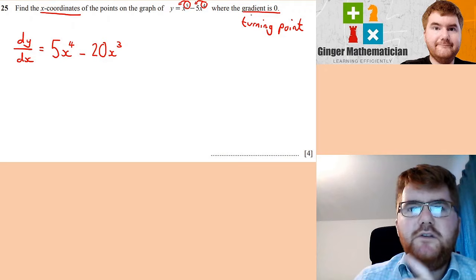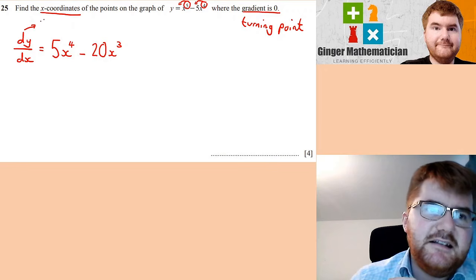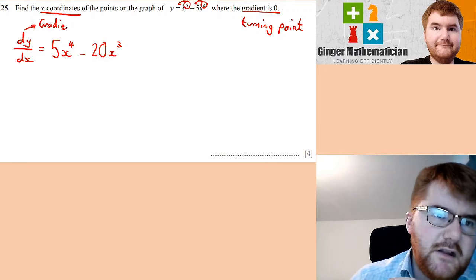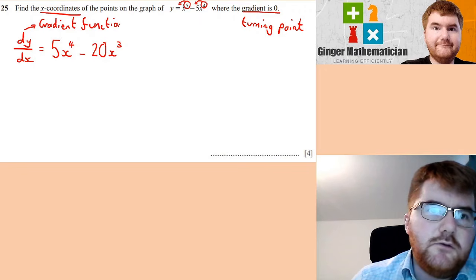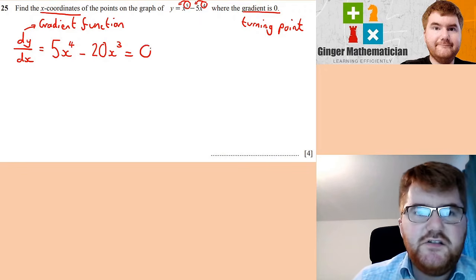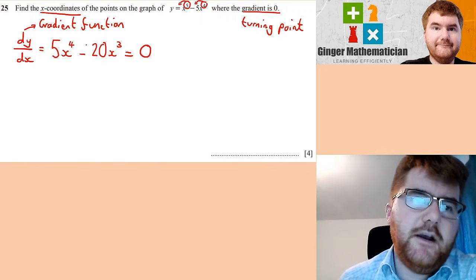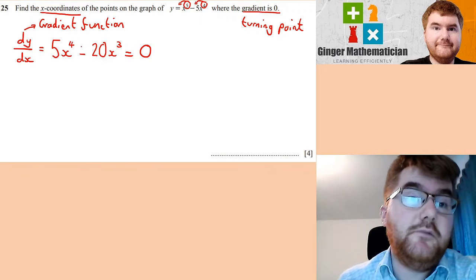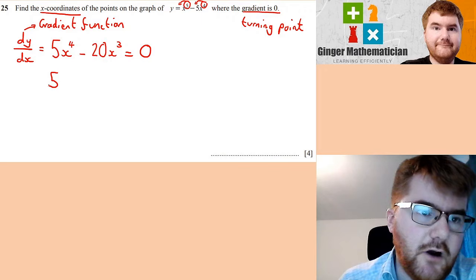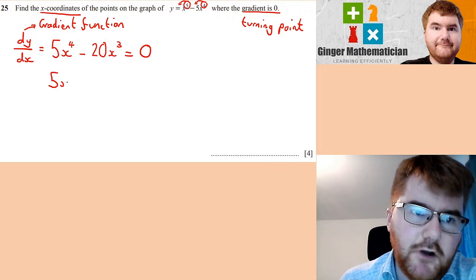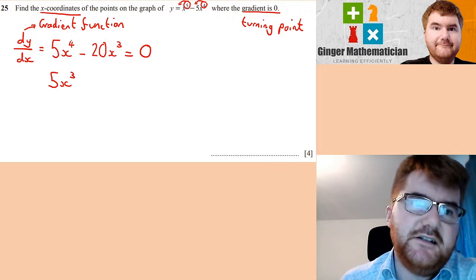Now in the question we want to find out where the gradient is 0. Notice dy by dx, this is what's called the gradient function. So we want to take the answer we just made and make it equal to 0. So we need to solve this equation here. Now this is actually an equation which we can put into a single bracket. So what do these two things have in common? Well, they have a 5 in common and they have an x cubed in common. Because notice x times x times x also fits into this as well.